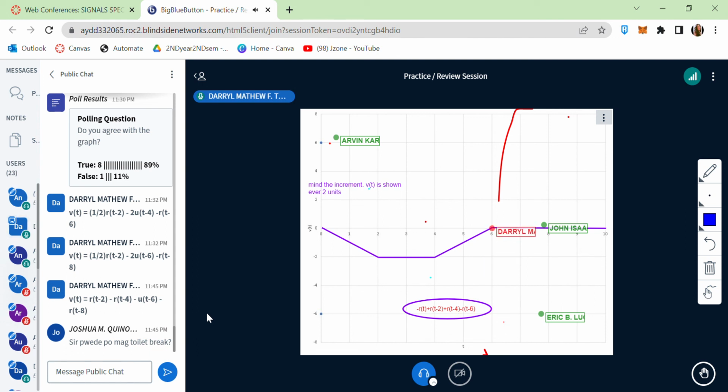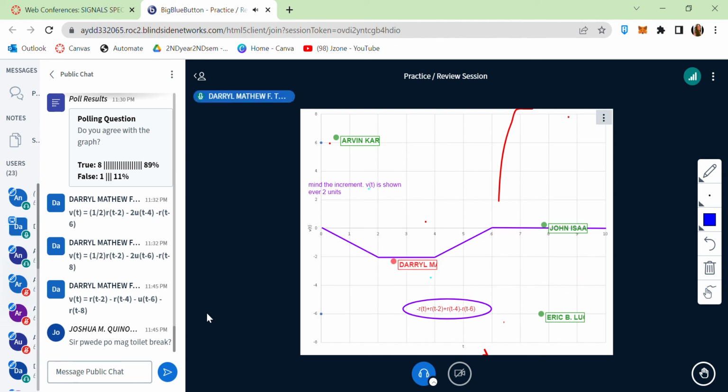And then lastly, starting t equals 6, nag-flat ulit siya. So yung pre-existing slope of 1, kukontrahin natin ulit para mag-0 siya. So that's why minus 1 ulit siya, para mag-flat.